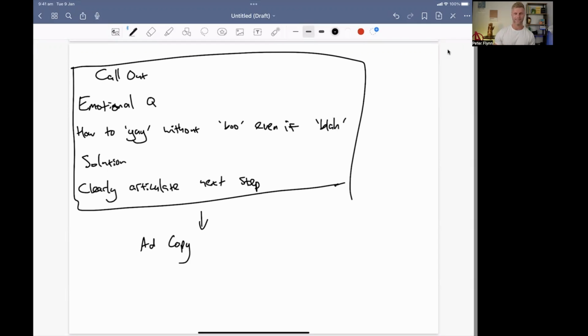Okay, so clearly articulate the next step. Simply fill out the short form is what I'd say. Fill out the short form and I'll send it directly to your inbox within 60 seconds, something like that. So then they fill out the form. The form would literally, again, just be first name, last name, email, and phone number. And then I would send that through to their email address.